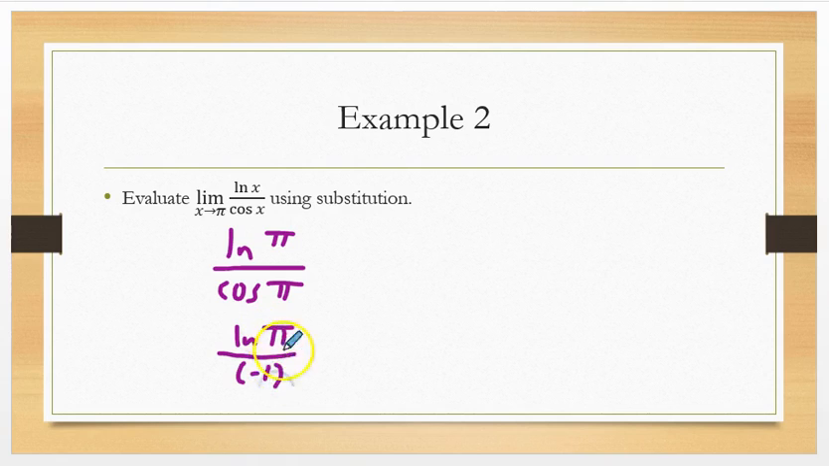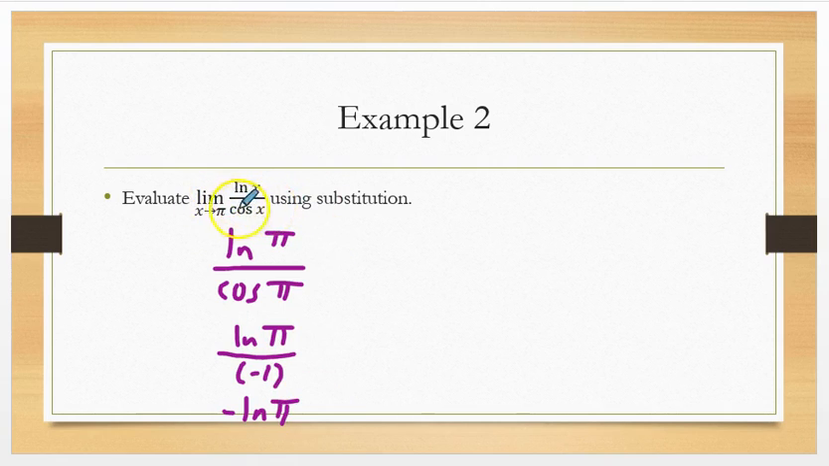But instead of writing natural log of pi divided by -1, usually we would just say that this answer is negative natural log of pi. You can pull that negative out front, or you can write it on the top. Either way, it should come out the same way. So if I want an exact answer, then that's it. There was no reason not to just plug in pi.